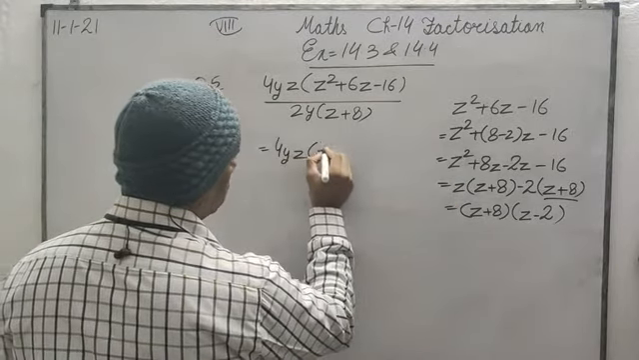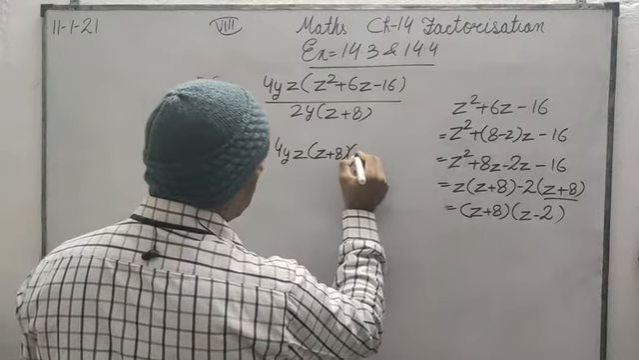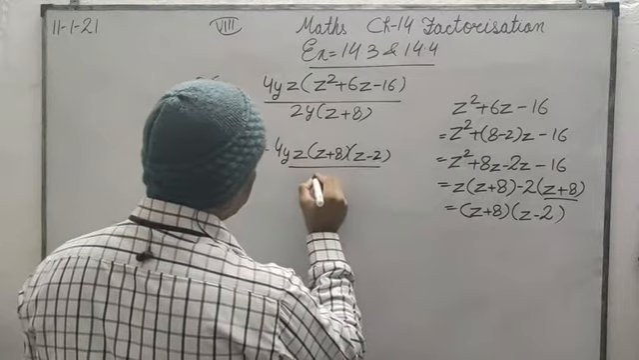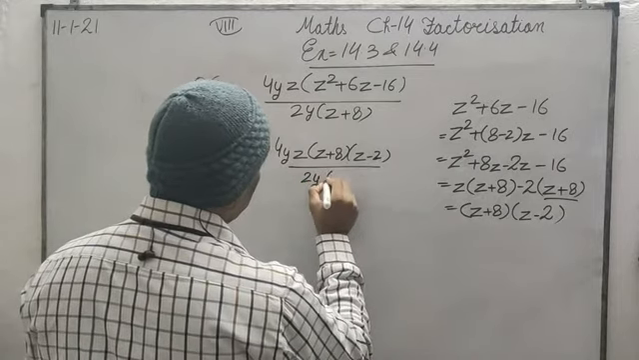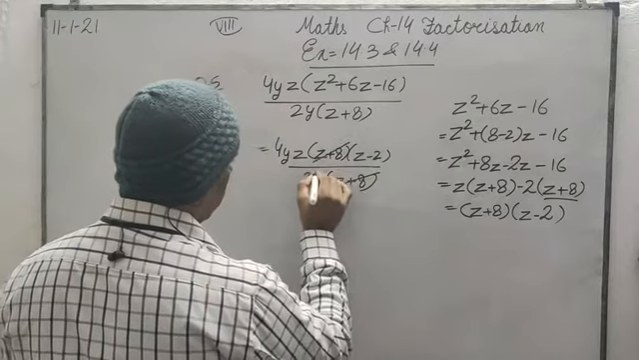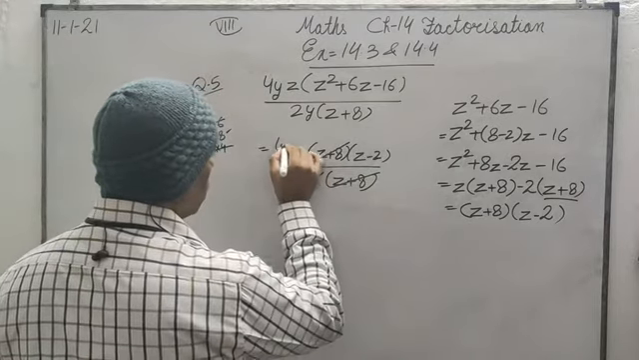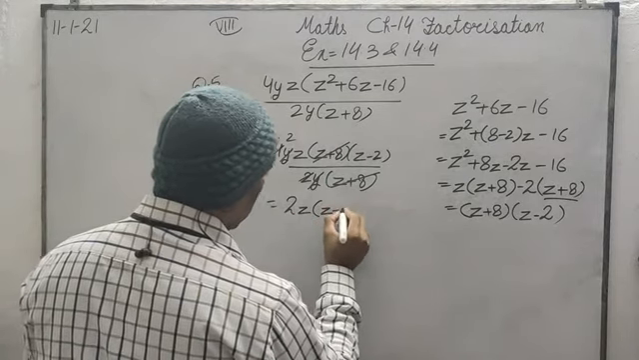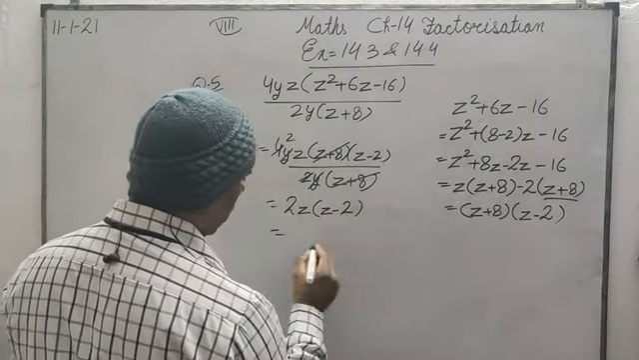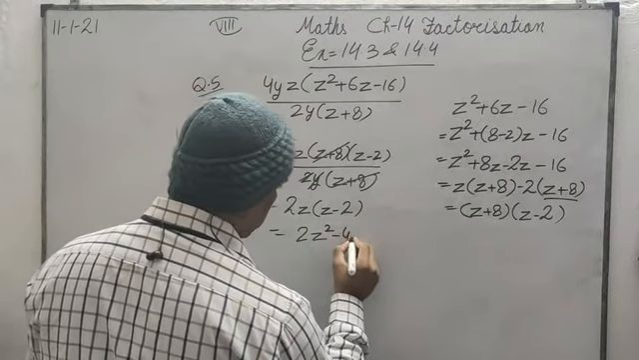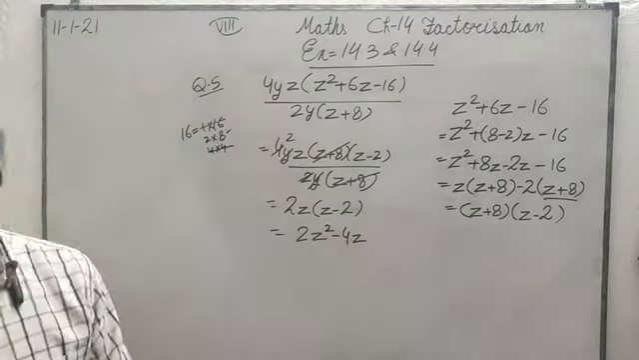4yz, z plus 8, z minus 2 upon 2yz plus 8. So z plus 8 is cancelled, y is cancelled and 2 is also cancelled. So what is left? 2z, z minus 2. You can multiply, or you can leave it here: 2z square minus 4z. So इस तरह से होगा ये क्वेश्चन हमारा.